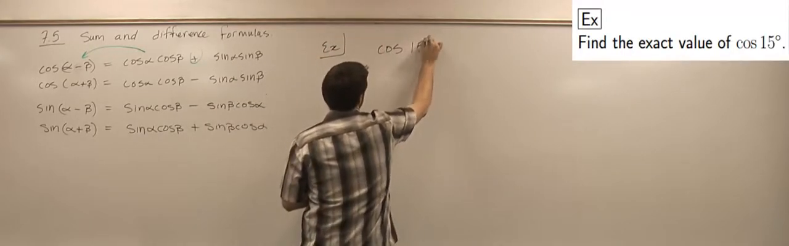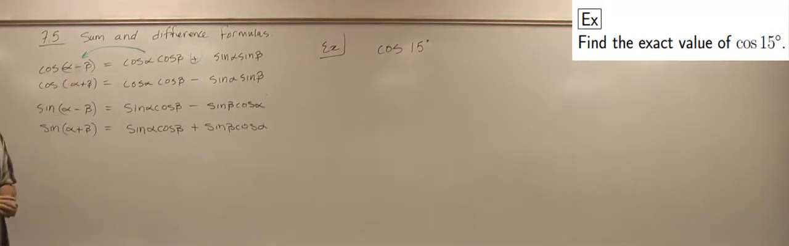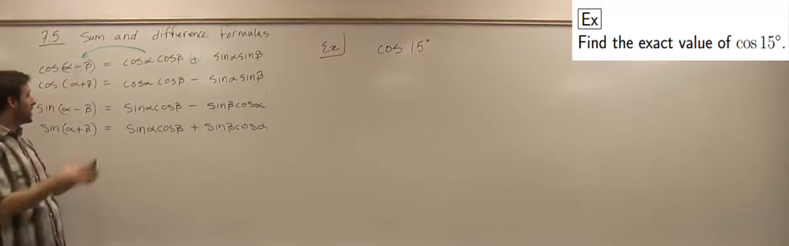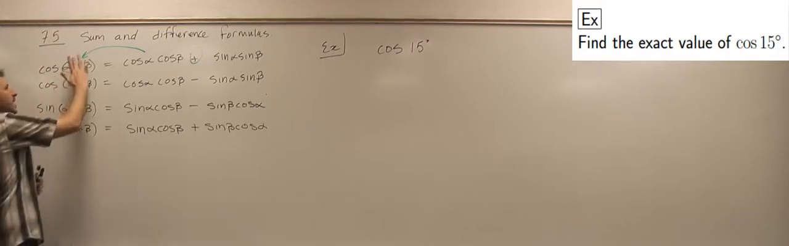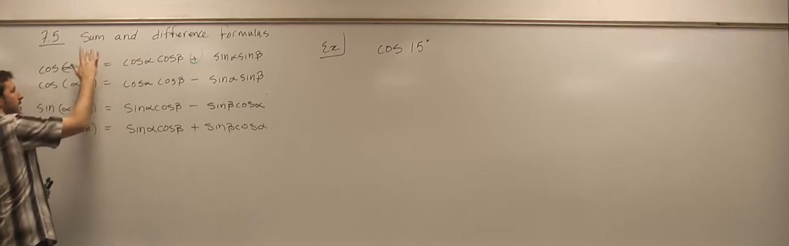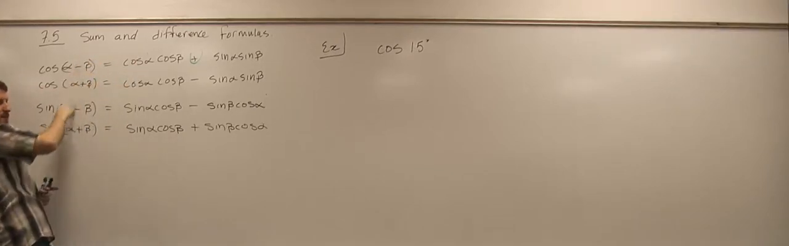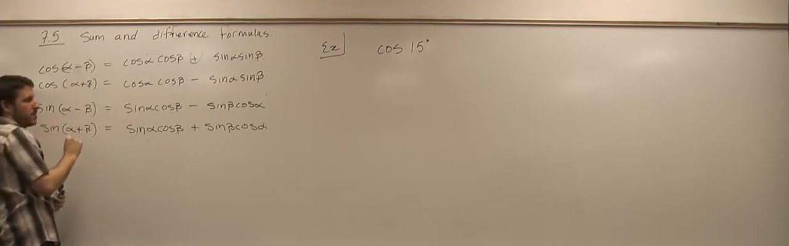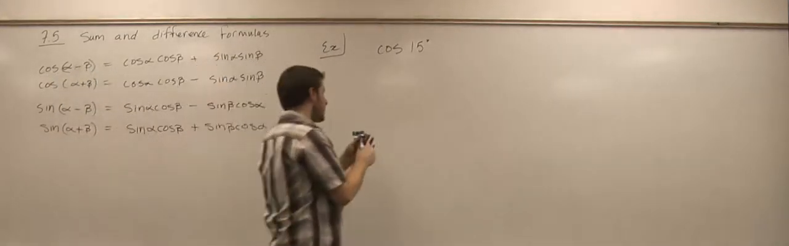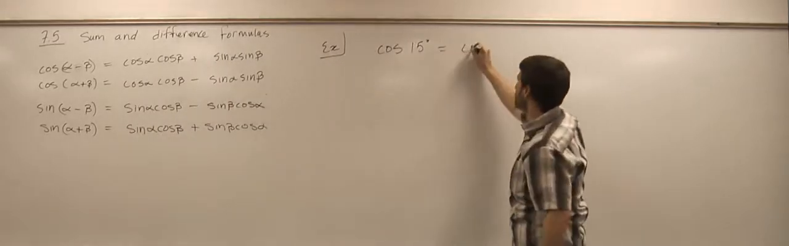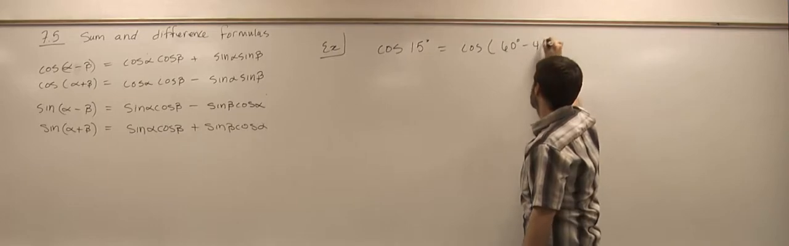We could take the cosine of 60 minus 45. Yeah, so again, because you know some difference formulas now, this is the last thing we talked about, I would try to make use of these formulas. So rewrite your 15 degrees as a sum or difference. So for example, you can rewrite 15 degrees, if you're clever, as 60 minus 45.